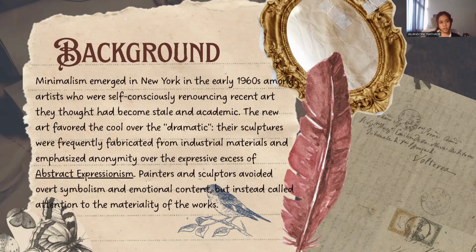Their work was hot, loud, messy, and deeply emotional. Minimalist artists staged a rebellion against this. They wanted art to be cool, calculated, and detached. Painters and sculptors avoided over-symbolism and emotional content, but instead called attention to the materiality of the works.